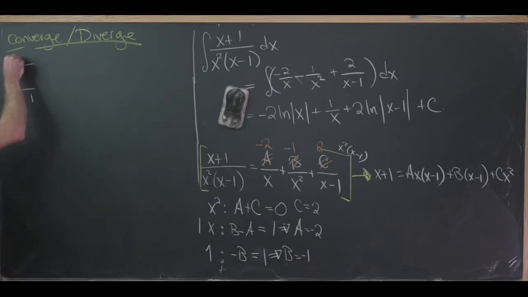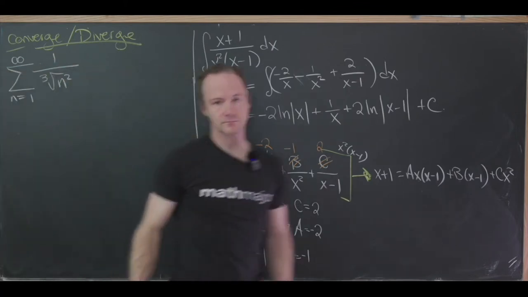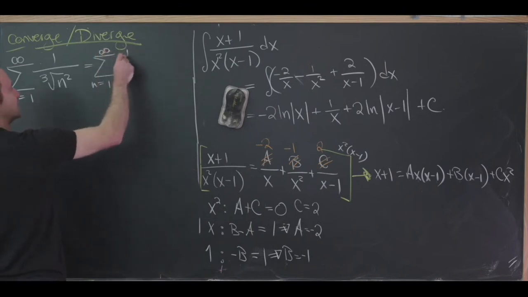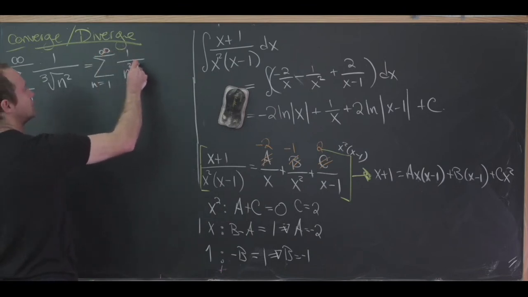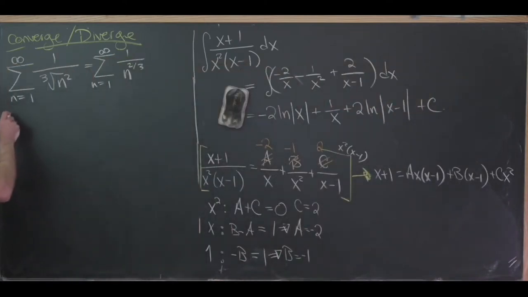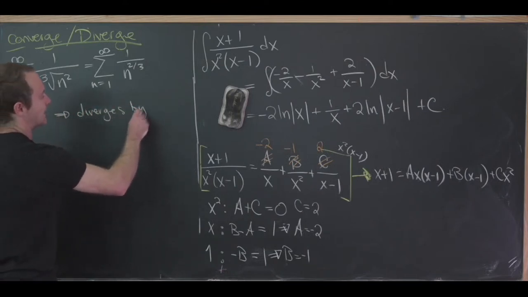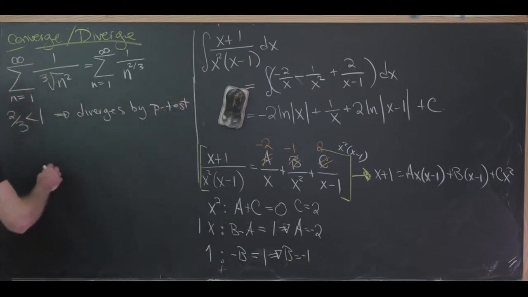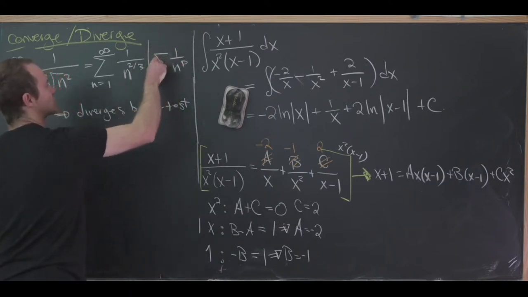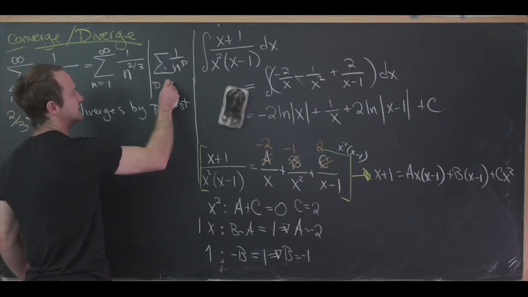So this is the sum as n goes from 1 to infinity of 1 over the cube root of n squared. Okay. So notice that this also can be written as the sum as n goes from 1 to infinity of 1 over n to the 2/3. Is that right? Yeah, that's right. But notice that 2/3 is less than 1, which means this diverges by the P-series test. Recall, the P-series test says that the sum of 1 over n to the P converges if P is strictly bigger than 1, and it diverges if P is less than or equal to 1.